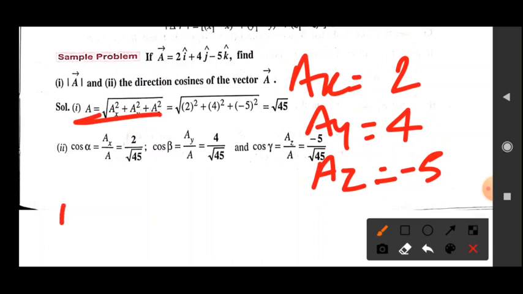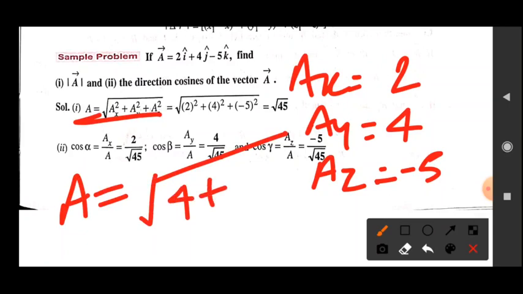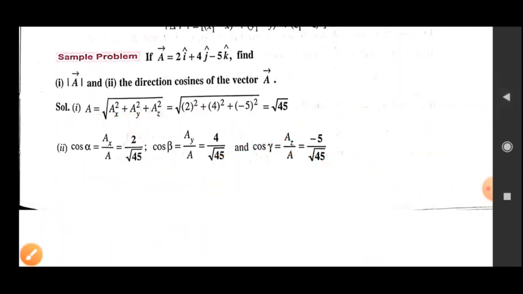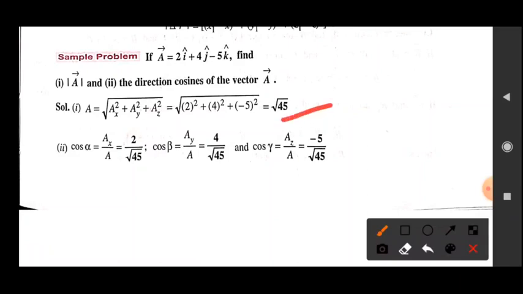Let's put these in the equation and find the magnitude of a. The magnitude of a is the root of ax square, that is 4, plus ay square, that is 16, plus az square, that is 25. If you solve it, you get root 45 as the answer for the magnitude. Now the second question asks for the direction cosines of vector a.